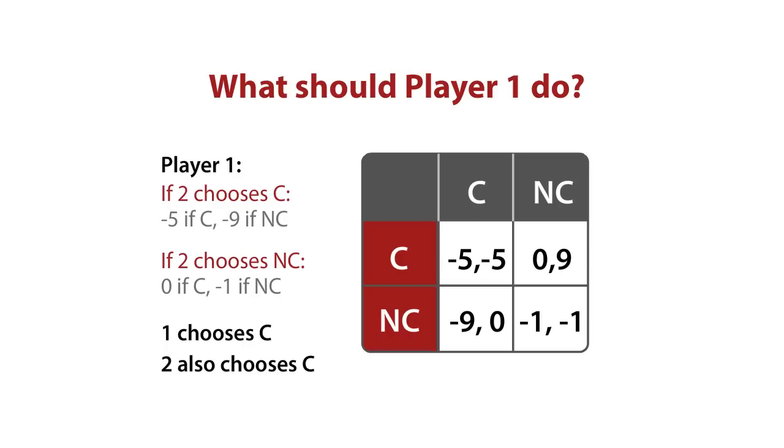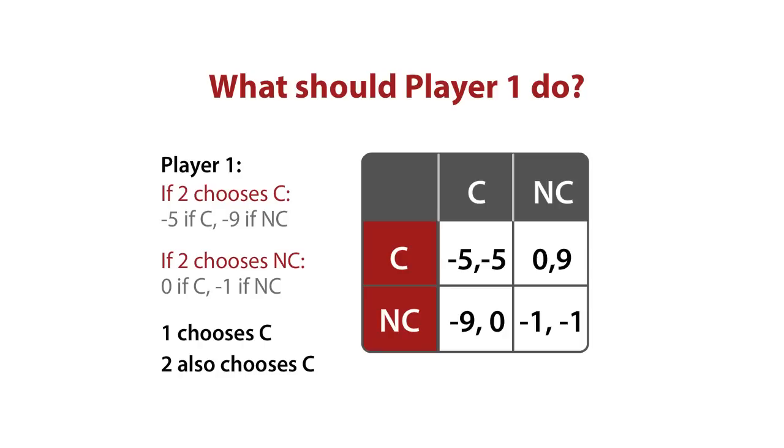Player 2 is going to choose confess no matter what he thinks player 1 is going to do. And of course, if you think about this, this is why the police like to play this game out, because both suspects are going to confess. It's the right thing to do regardless of what they think the other person's going to do.